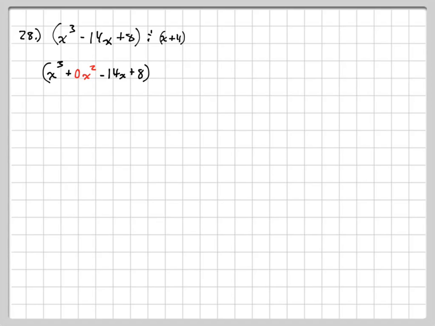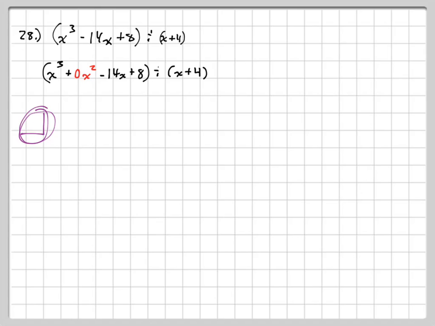Now, I didn't say this yet, but what we're going to do is synthetic division. And this term right here is not missing any terms either, this polynomial. Okay, so we're going to use synthetic division. In order to use synthetic division, you have to put an x-intercept right here.